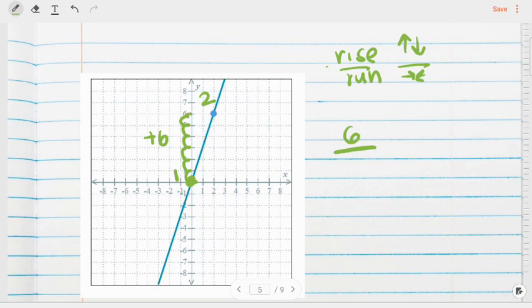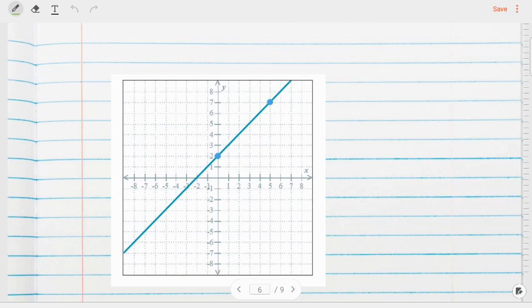My run, how far over do I go? 1, 2, that's to the right, so positive 2 spaces, so 2 on the bottom. And remember to simplify. 6/2 does simplify. If I type that into my decimals calculator, it will show you exactly what your fraction is, 3. And you can get the idea. I can continue to find these slopes.